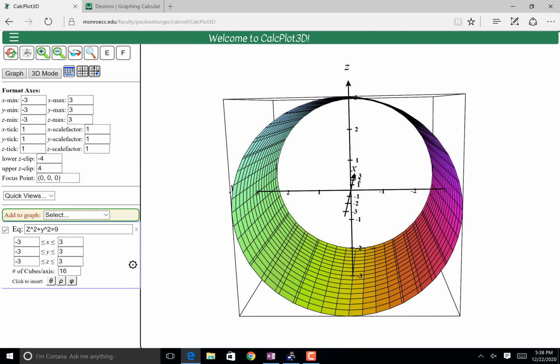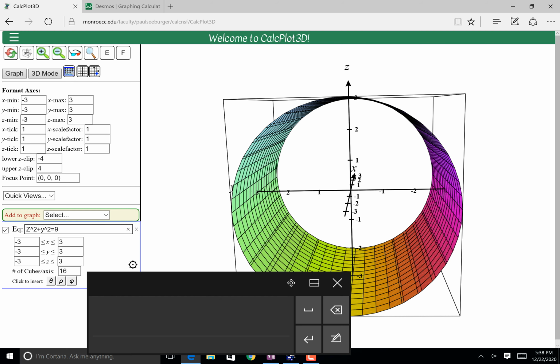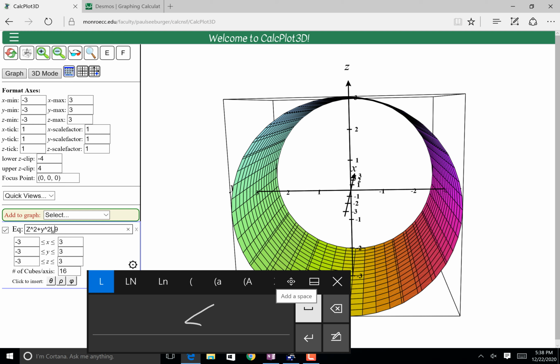Now, obviously, you can do things like this. For instance, what if I made this a less than sign? Maybe I can do that without using my keyboard. Maybe.